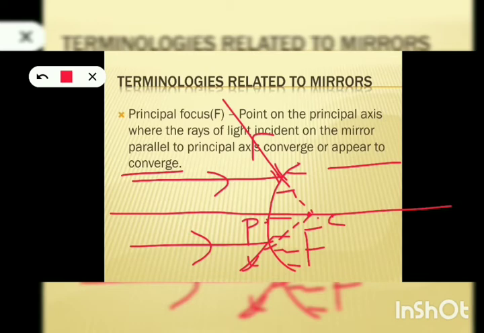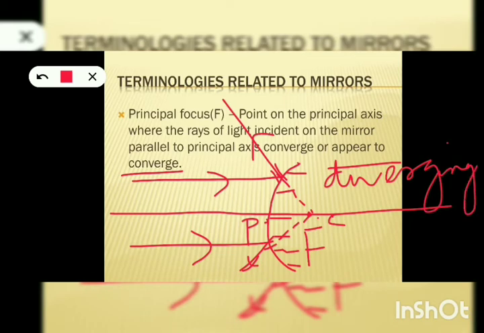So in the case of a concave mirror, the reflected rays actually converge to a common point. But in the case of a convex mirror, the reflected rays just appear to meet at a common point. Okay, so this point is termed as the principal focus and it will be on the principal axis. Since the rays diverge here, a convex mirror is also known as a diverging mirror.